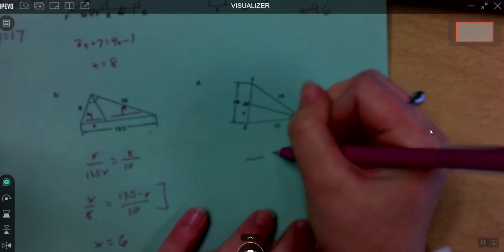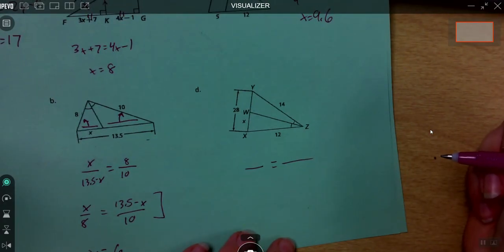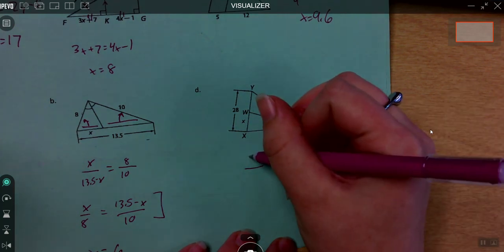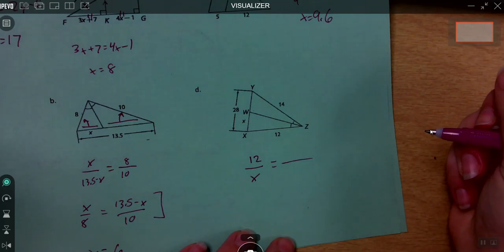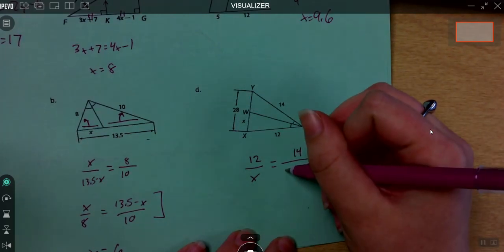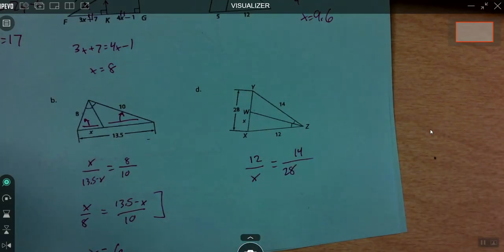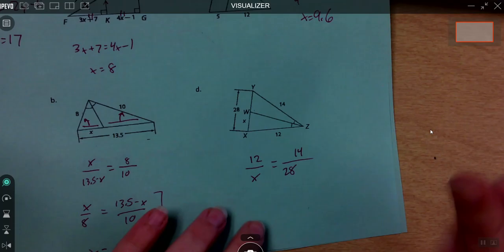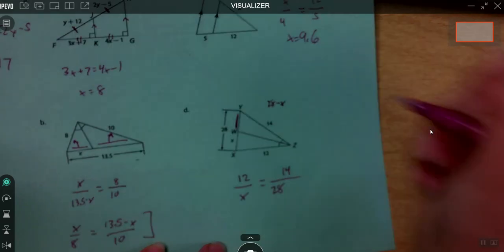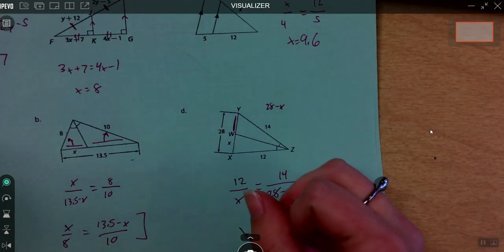Exact same problem over here. Riley, can you tell me your proportion? Over what? 28? Did everyone get the same thing? No? So I need this segment right there. So I need to do 28 minus x to get that. So minus x. That should have been your proportion. And then x equals 12.9.